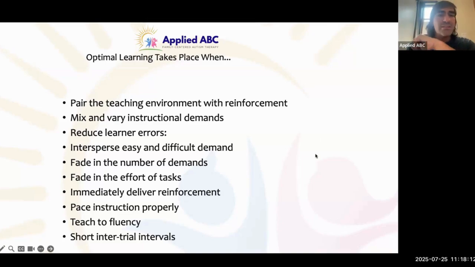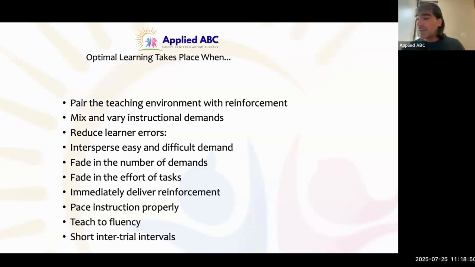Intersperse easy and difficult demands. Like we said, the more a kid feels successful, the more likely they are to be successful. Fade in the number of demands. So we start with this, we've been doing continuous reinforcement. Generally speaking, every time they ask for something, they get it. But then it fades back to, okay, you labeled three things, now you get the reinforcer. You labeled five things, now you get the reinforcer. So you fade back that level of reinforcement from every time to every set number of times.